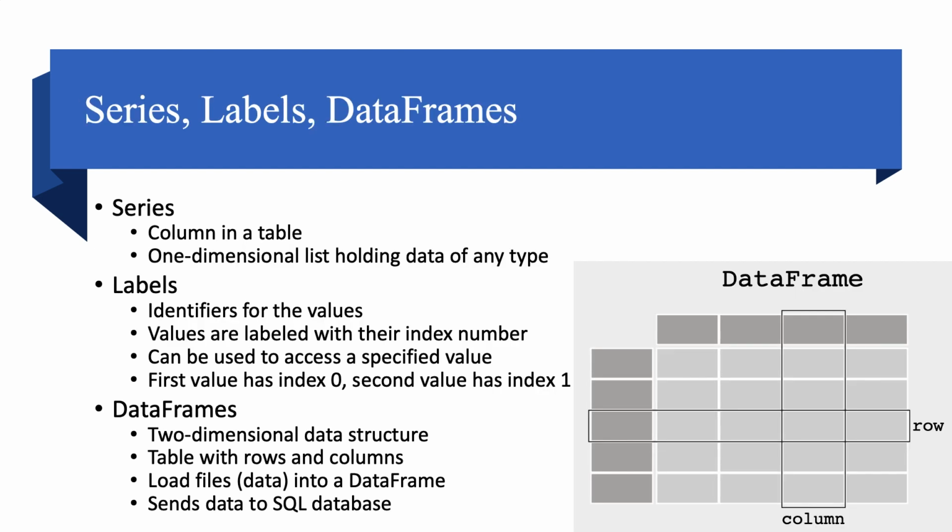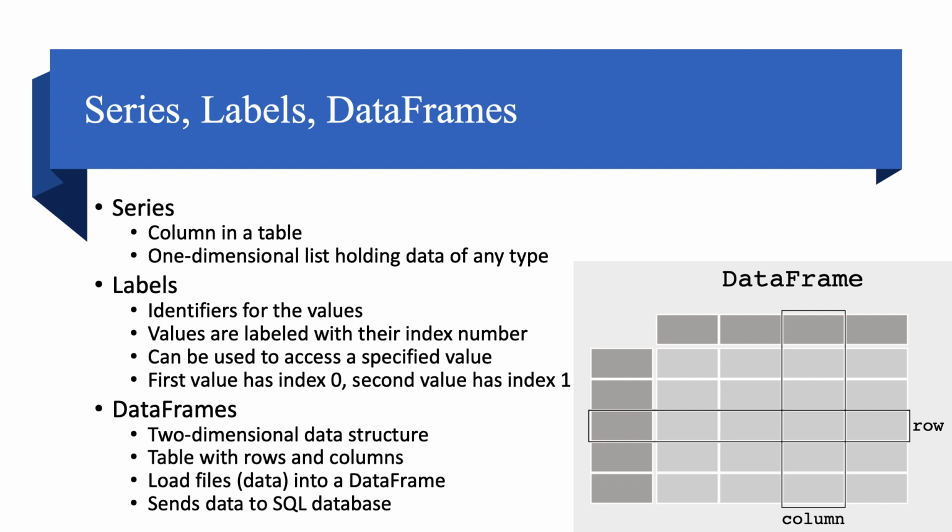Now there are some new terminologies that we need to learn about when working with Pandas. I picked the three most common terms, which are series, data frames, and labels. So a Pandas series is like a column in a table. It is a one-dimensional list holding data of any type, like strings or integers.